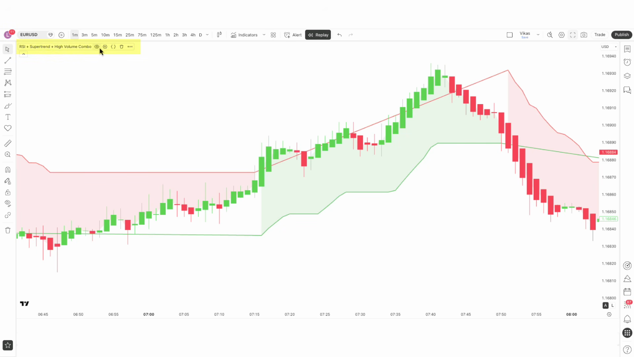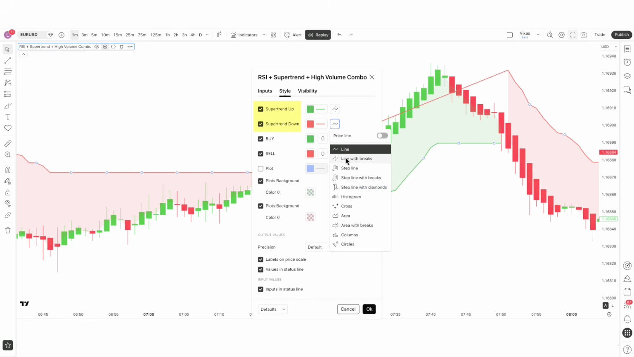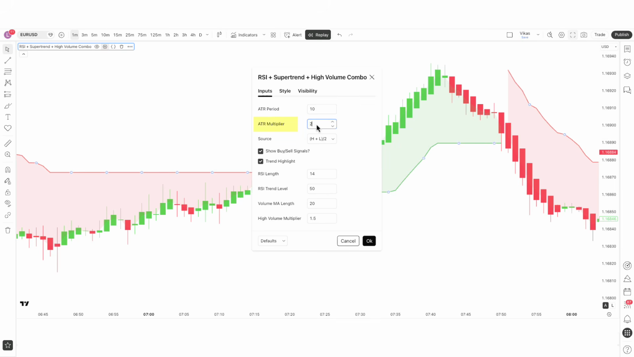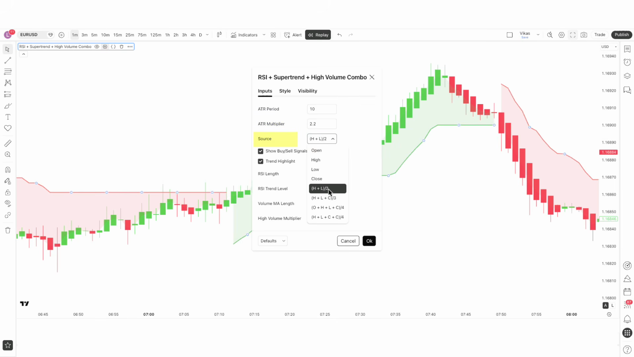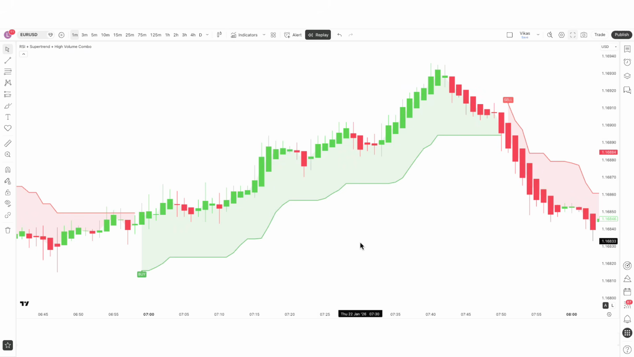Now the indicator settings change for perfect signals. First, we change the Super Trend up and down line to line with breaks. After that, change ATR multiplier 3 to 2.2. Then change source, HL to low. Then change high volume multiplier 1.5 to 1. Here, everything is fine after that. Click OK.